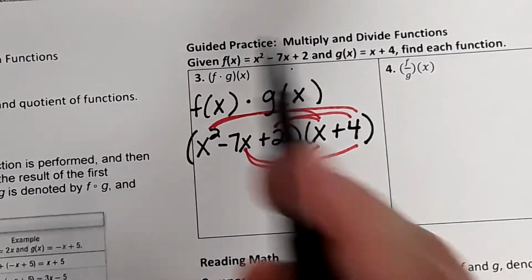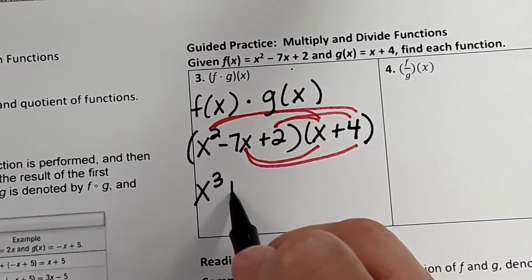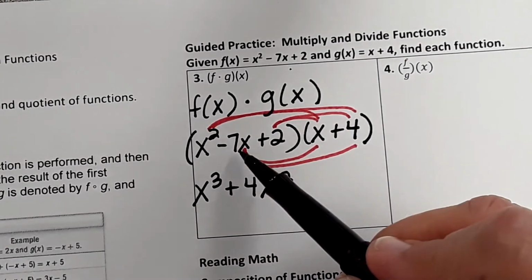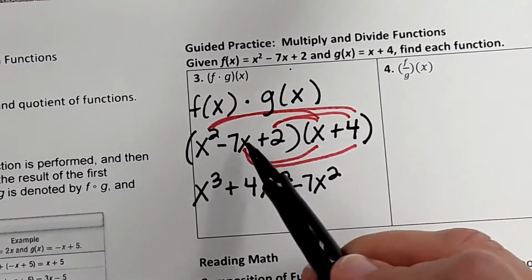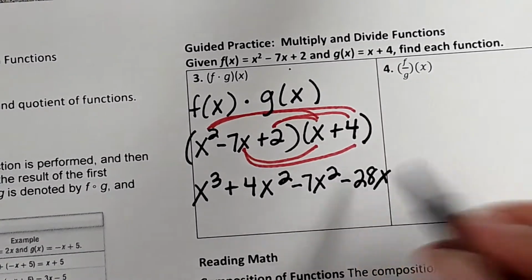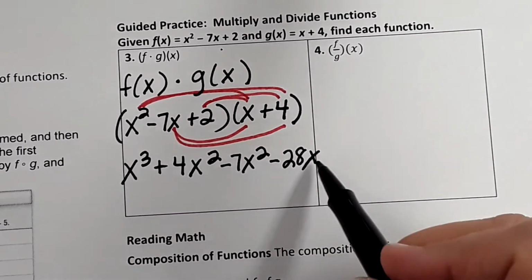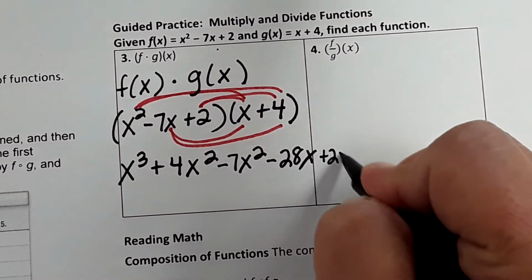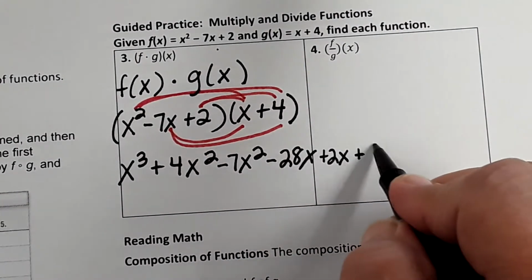So x squared times x is x to the 3rd. x squared times 4 is 4x squared. Now I'm going to move to the -7x. -7x times x is negative 7x squared. Then I'm going to do negative 7x times 4, which is negative 28x. Now I'm going to do 2 times x, which is positive 2x. And then I'm going to do positive 2 times positive 4, which is 8.